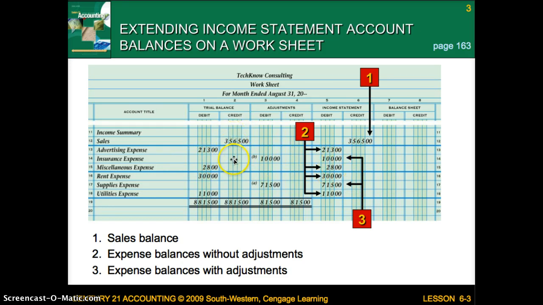Those didn't have a trial balance before, right? Because there was nothing in that insurance expense before we made that adjustment. So you'll take nothing plus your debit of 100, and this will be an income statement debit of 100. Your adjustment here would be 715.